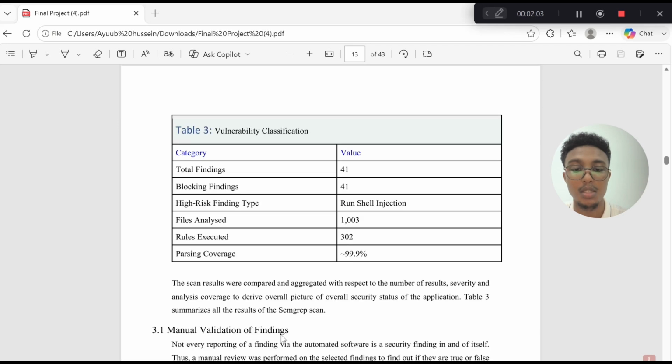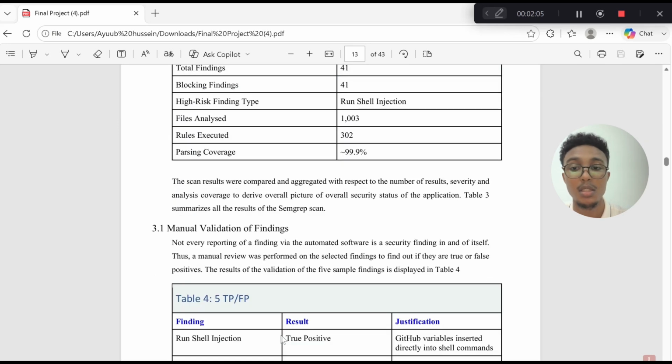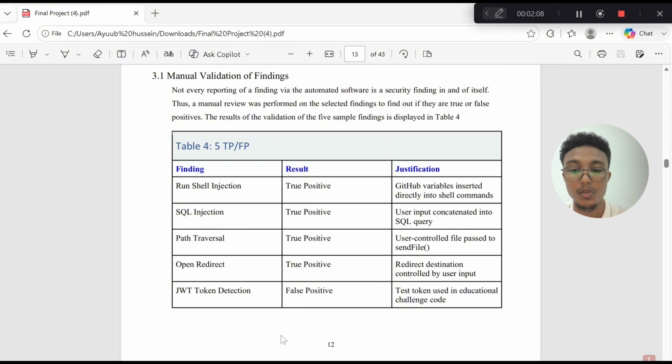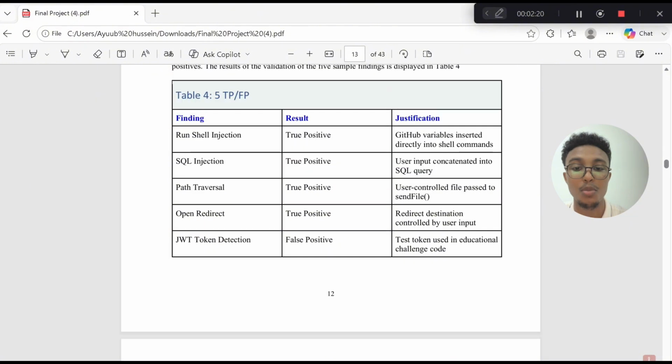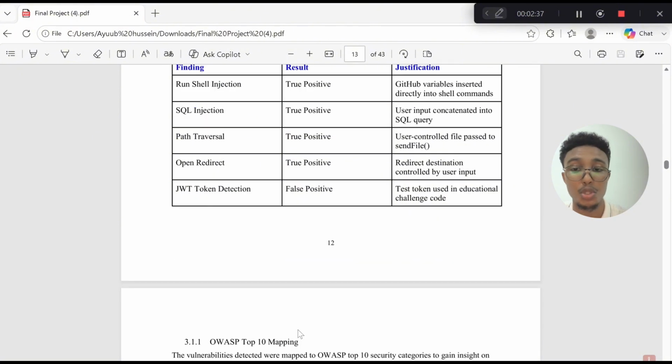After receiving the scan result, we did not accept everything found immediately. We manually reviewed several files to determine whether they were true positives or false positives. Most of the findings were confirmed as true positives because the vulnerabilities actually exist in the source code. However, one finding related to GET tokens was considered a false positive because it appeared only in testing or educational code and did not represent a real security issue.